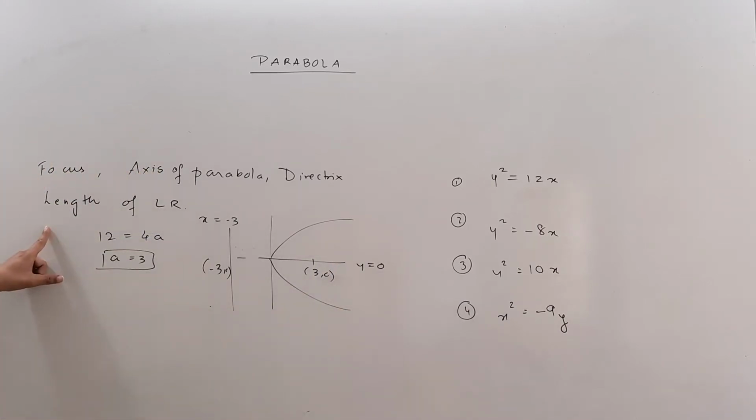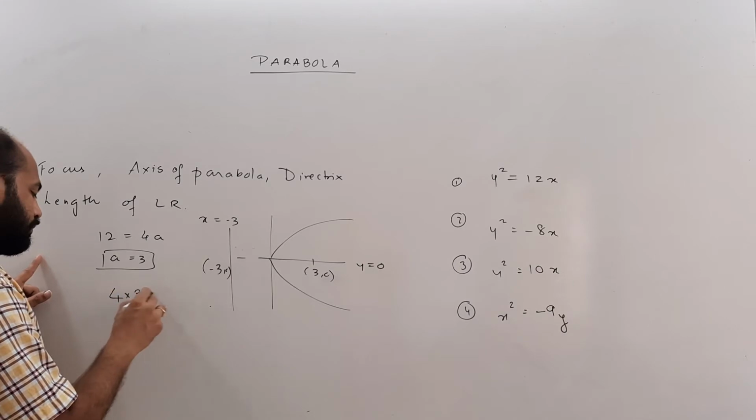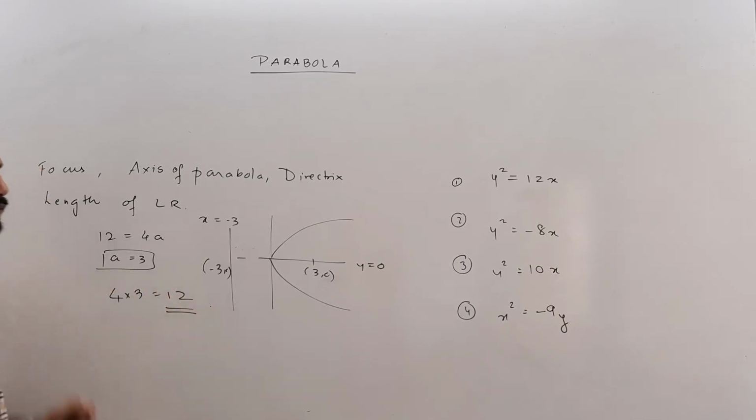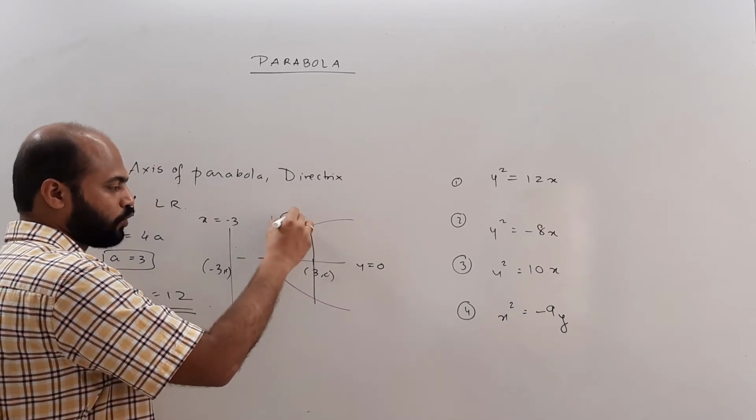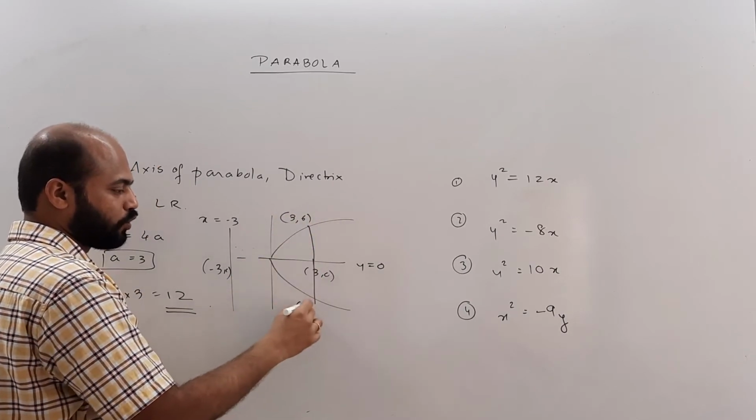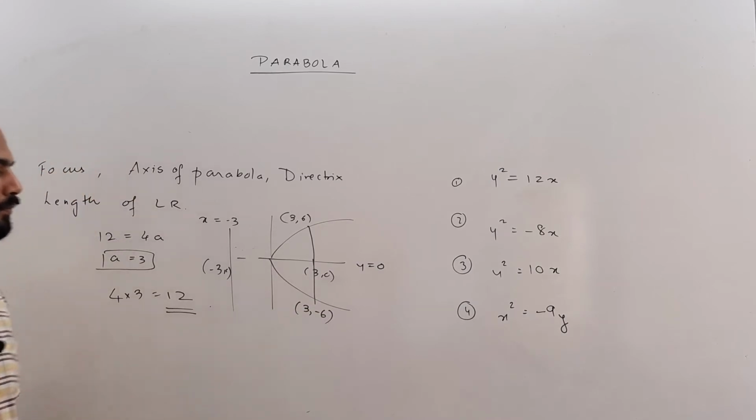Then the length of the latus rectum, which is going to be 4 into 3, which is 12 units, is going to be the length of this latus rectum. So this coordinate is going to be 3 comma 6, this coordinate is going to be 3 comma minus 6.